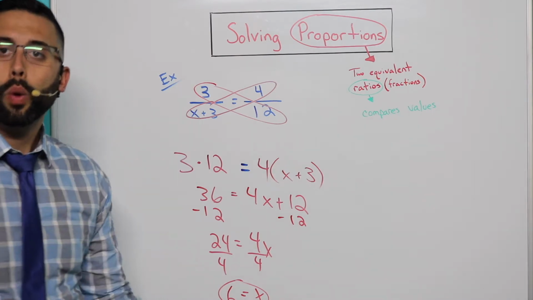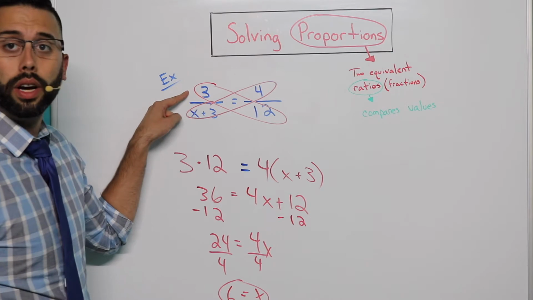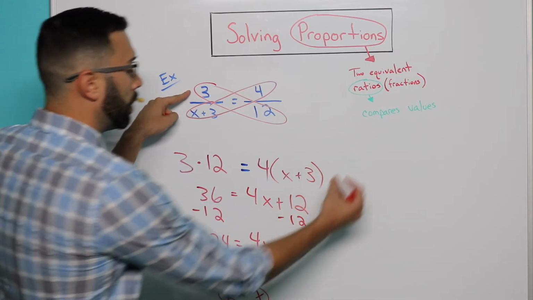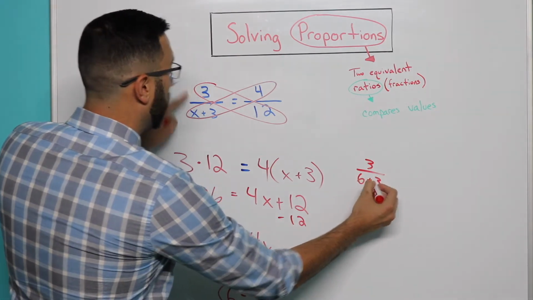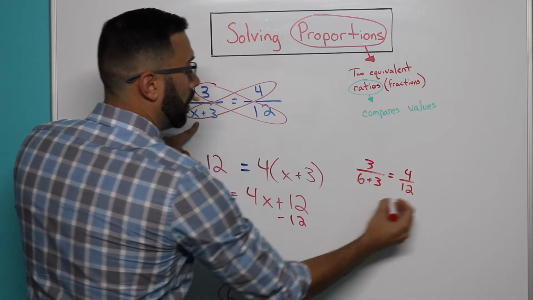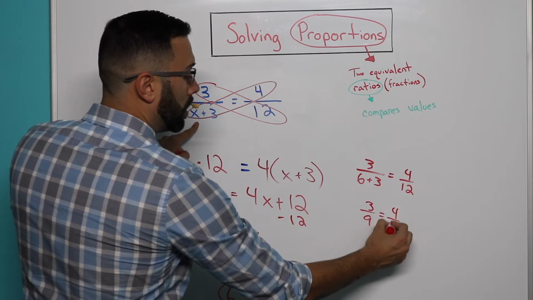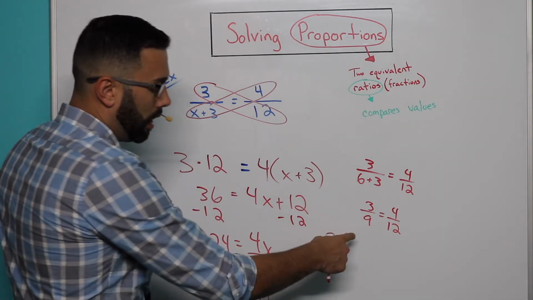Now it's like, how do I know that 100% it works? Well, if we plug it in up here, we can see if it's equivalent. So let's just see this little side work right here. 3 over 6 plus 3, I'm just plugging it in for x, is equal to 4/12. Well, 3 over 9 is equal to 4/12. Is that equivalent? I don't know, just say, I know it is.